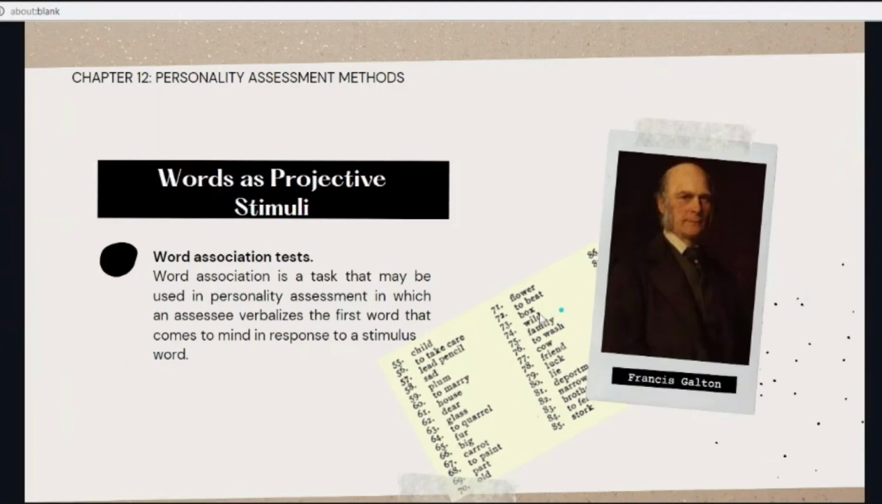So now we have the words as projective stimuli. So we have the word association test wherein si Francis Galton ang proponent ani niya. So in word association test, it's very easy. Ang task lang niya is moingon si examiner sa isa ka word and then iingon sa test taker ang word na mogawas dayon sa iyang huna-huna pagkadungog niya ato na word. The word association is a task that may be used in personality assessment in which an assessee verbalizes the first word that comes in mind in response to a stimulus word which is katong iingon sa examinee.